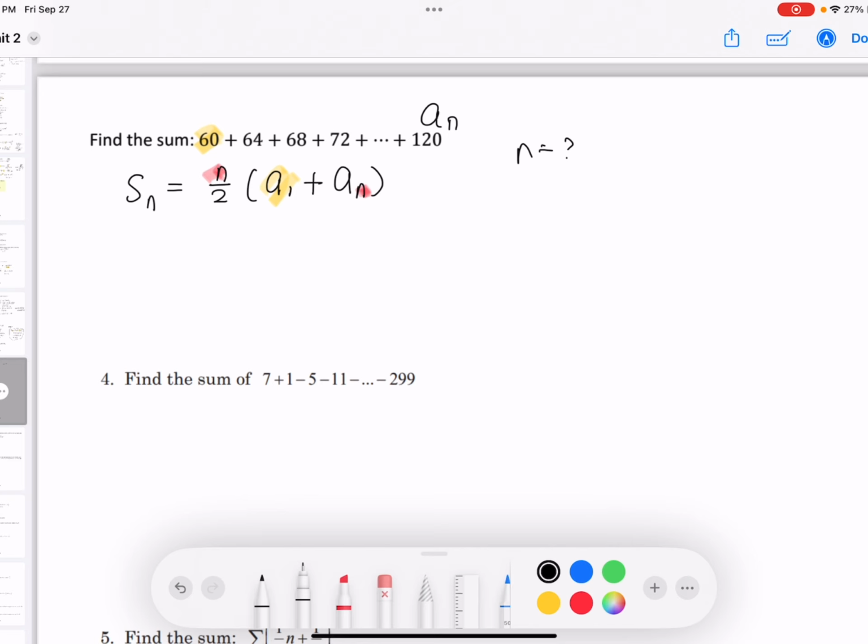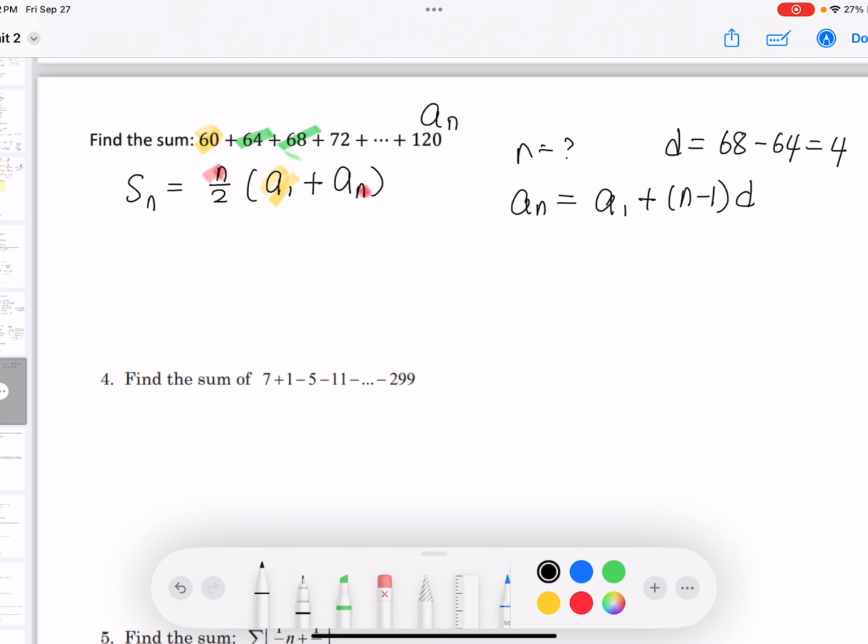Yes, because a sub n is equal to a sub 1 plus n minus 1 times d. The d can be found easily from the sum. You can pick any of them and find the difference. So the difference is 68, the second one minus the first one, minus 64 is equal to 4. So d is equal to 4. We can plug it in.